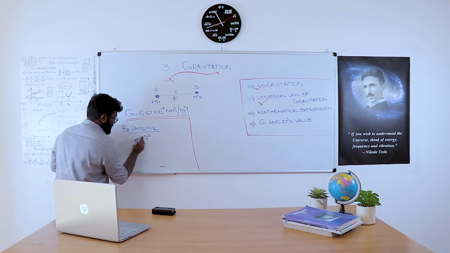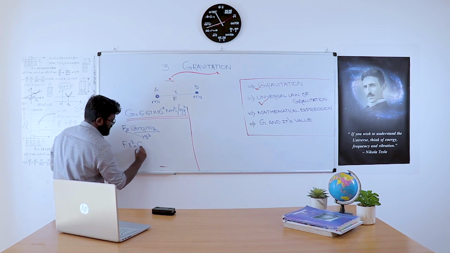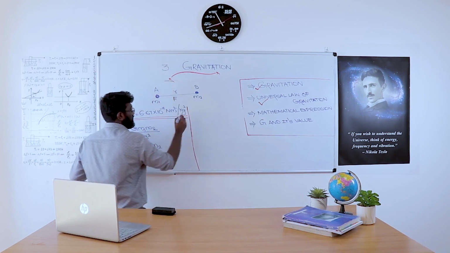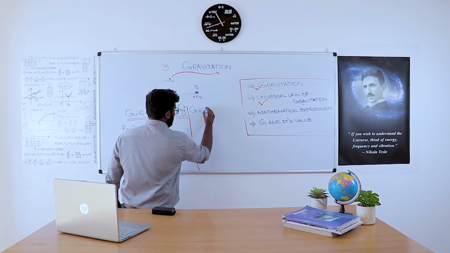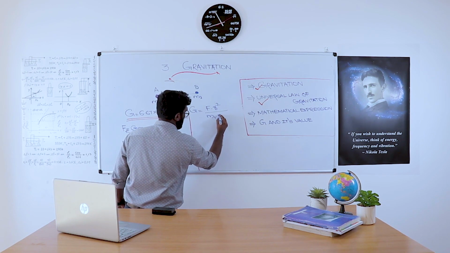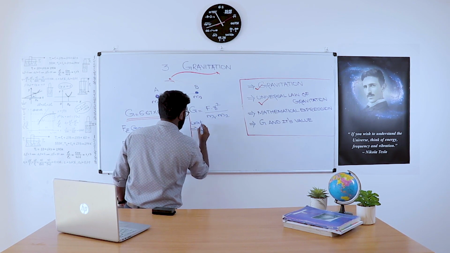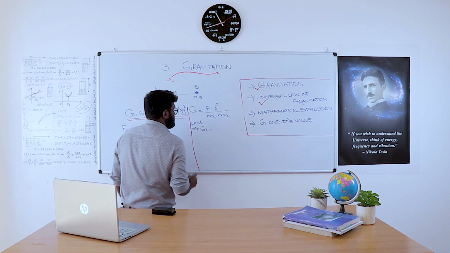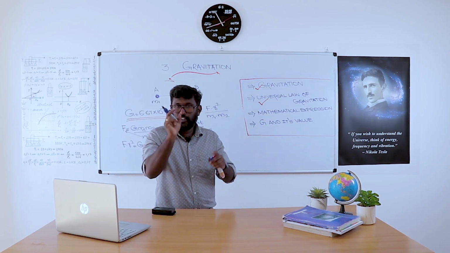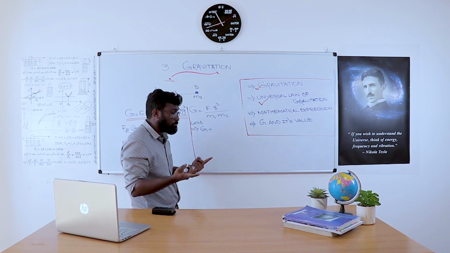So cross multiplying this equation, we get F into r square equal to G m1 into m2. We want to find out G. G is equal to F into r square by m1 into m2. That is the unit. F is force, r is the distance between two particles, m1 is the mass of the first particle and m2 is the mass of the second particle.